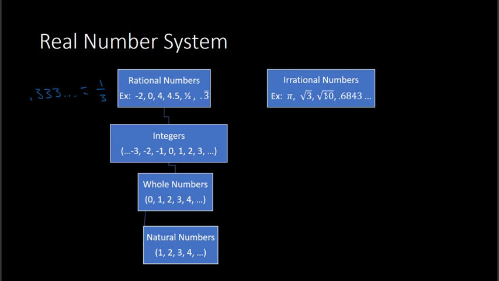And then we see 0.6843, and we see the dot dot dot at the end. That means it keeps going forever. So anything that keeps going forever, any decimal that does not end, would be irrational.